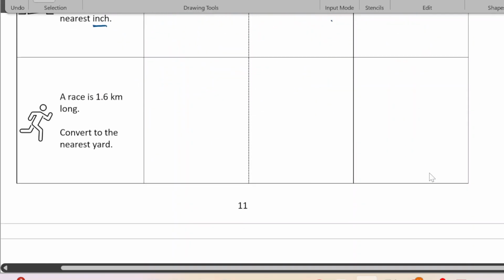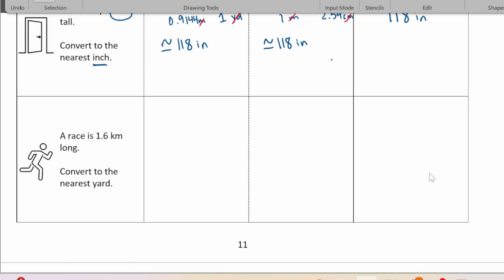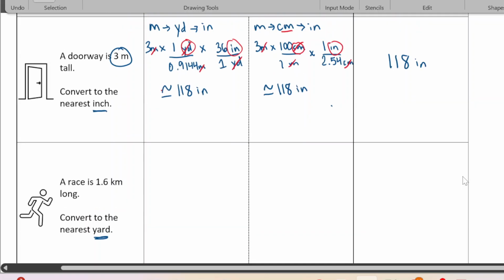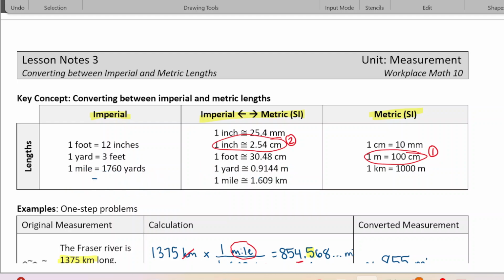Okay, so you can try this one now. The race is 1.6 kilometers. I would pause it here and try on your own. We want to convert that into yards. So one way to do that, if you go up to your chart, so kilometers to yards, I'm going to erase the circles we had.